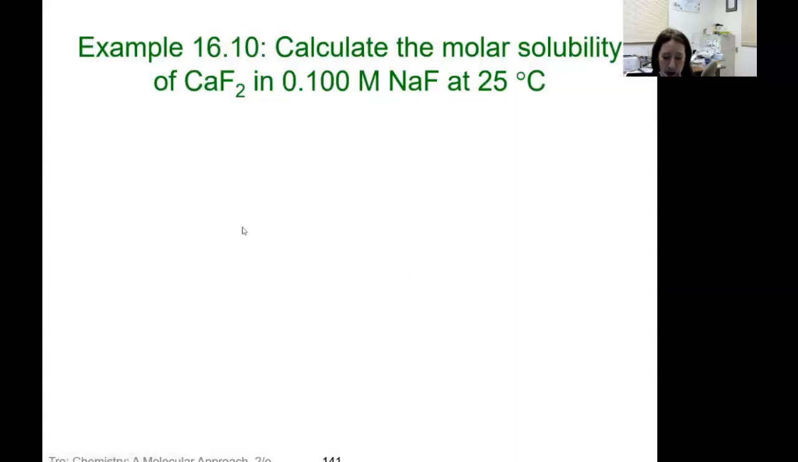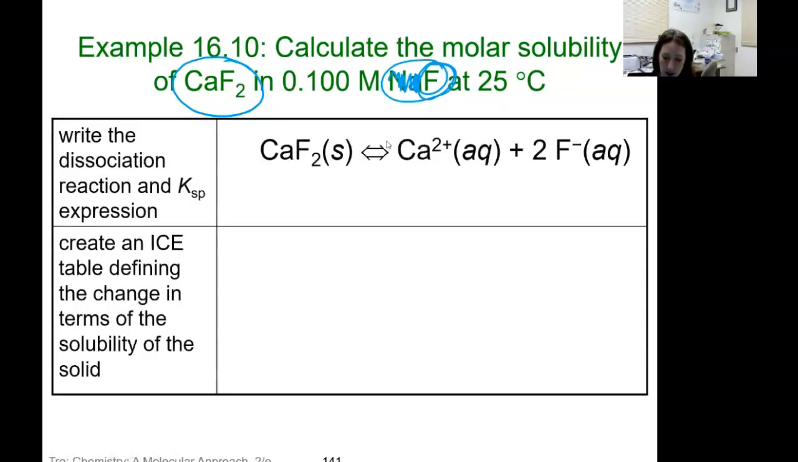Calculate the molar solubility of CaF2 in a 0.1 molar NaF solution. So we have our insoluble CaF2, but I'm adding, again, Na, don't care, this common ion. I'm adding this common ion to it, so it should make it less soluble. So our KSP is going to be Ca times F squared. You know how to do that.